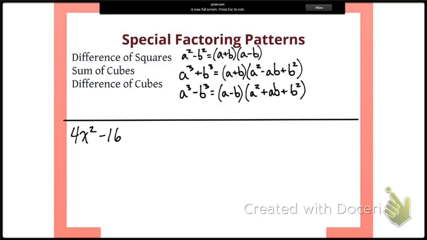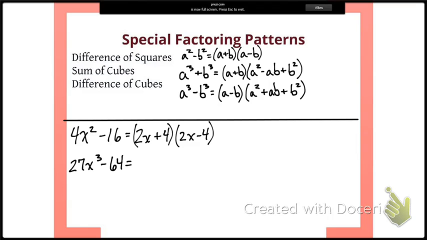That leads us to an example. 4x squared minus 16. Well, if we have 4x squared, that's a perfect square because the square root of 4 is 2, and the square root of 16 is 4. So we know that is 2x plus 4 and 2x minus 4. May I remind you that the square root of x squared is x. That's why we have a 2x plus 4 and a 2x minus 4.